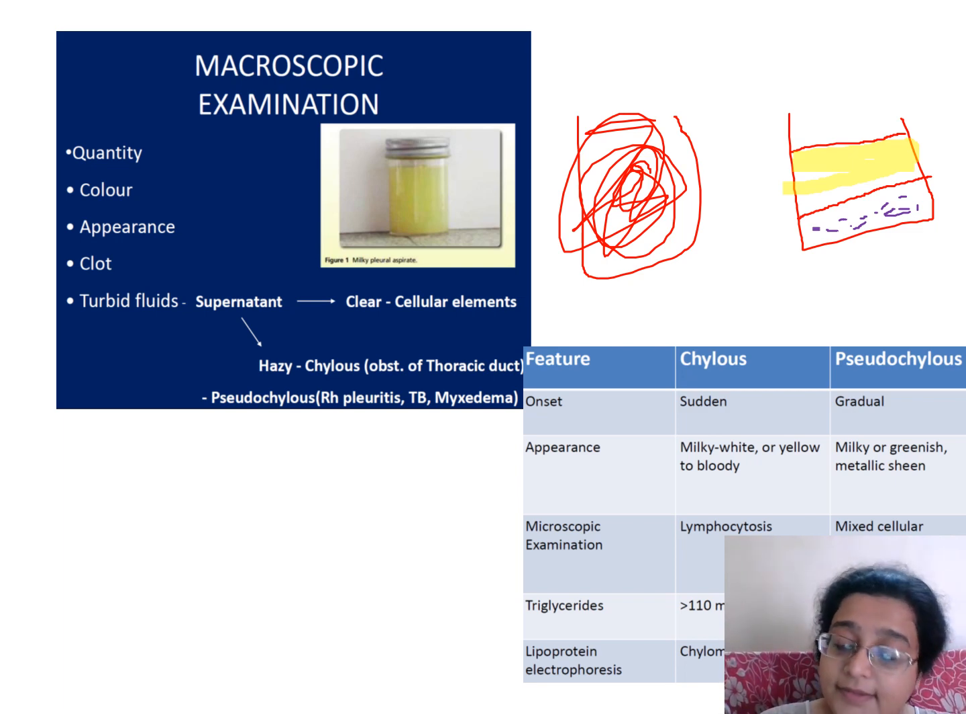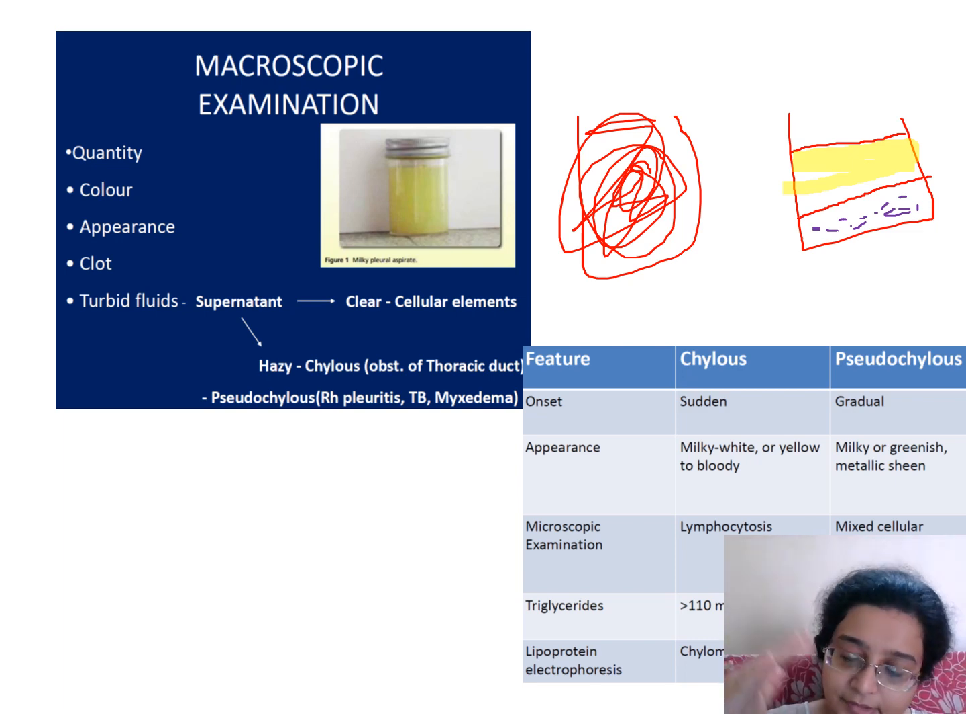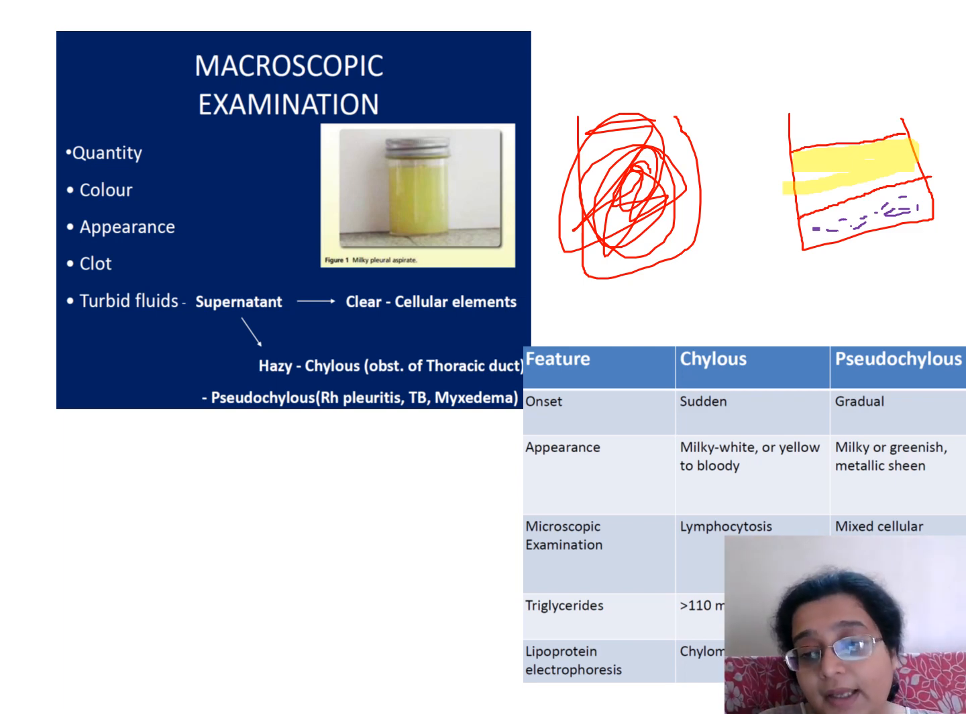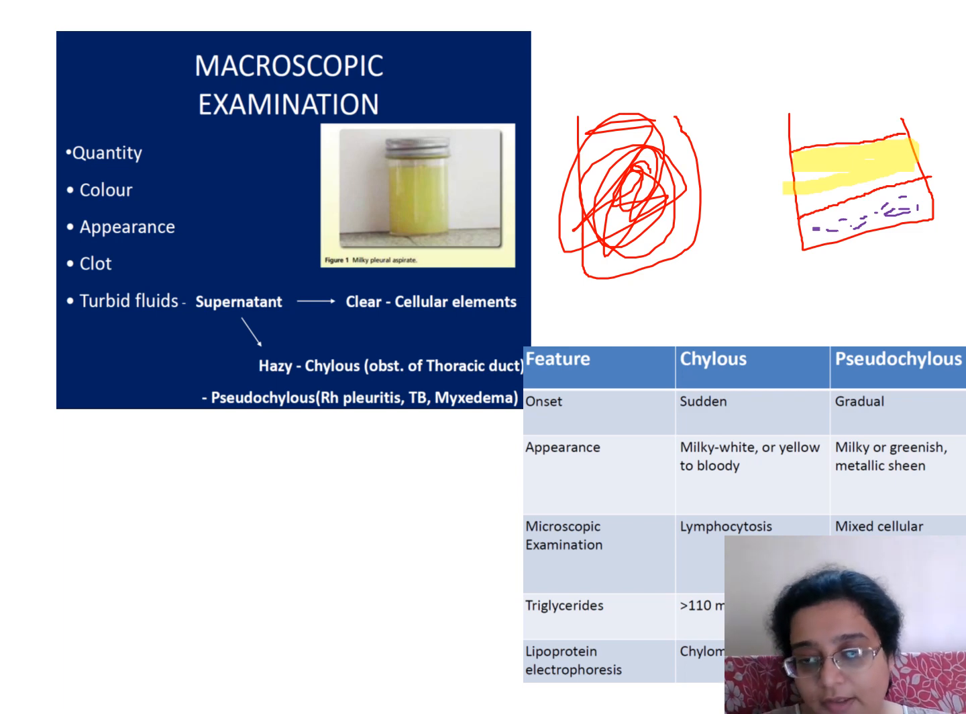What is pseudo-chylous? Even after centrifuging you'll get a hazy appearance of the supernatant. However, that is not actual chyle, that is due to something else, and that something else is if there is TB, if there is myxedema due to thyroid, if there is rheumatoid arthritis, pleuritis. In those cases also this kind of a hazy picture comes even after centrifuging.